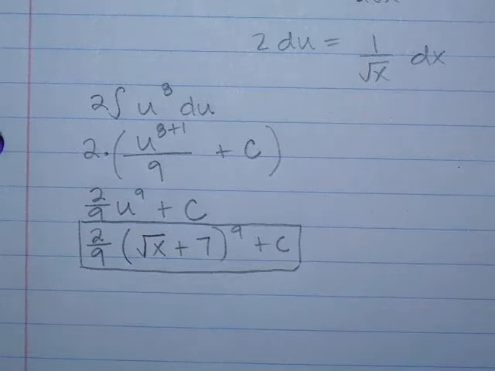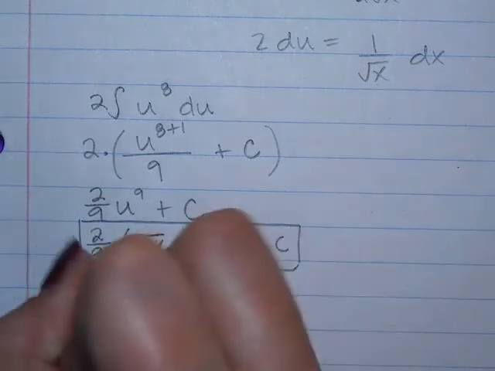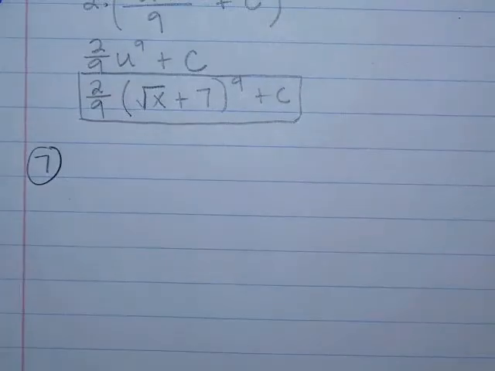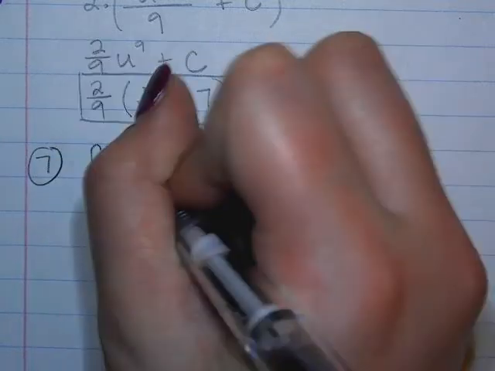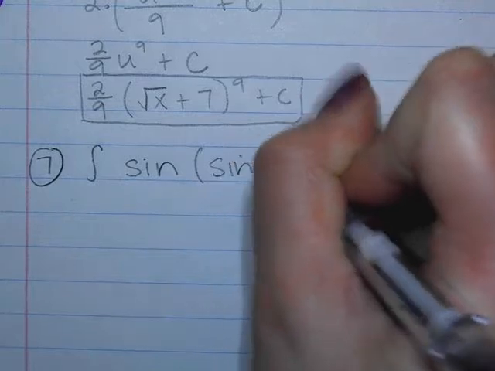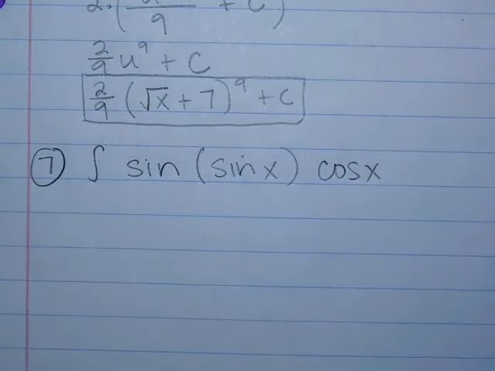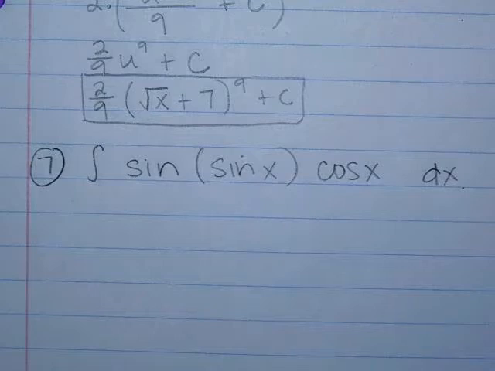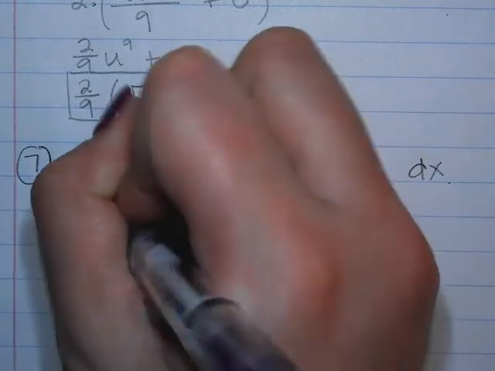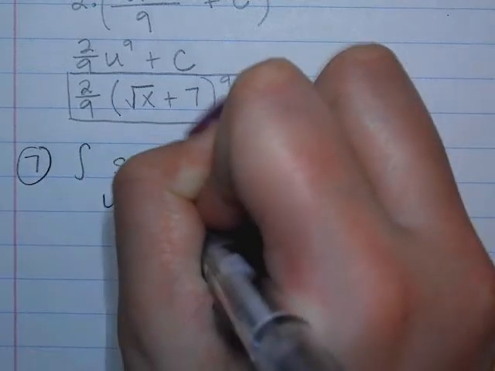All right, example 7. We're going to do the integral of sine x cos x dx. All right, what's the inside? Sine x. So u is going to be sine x.